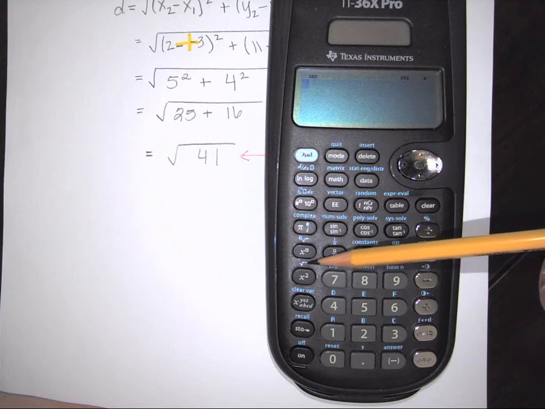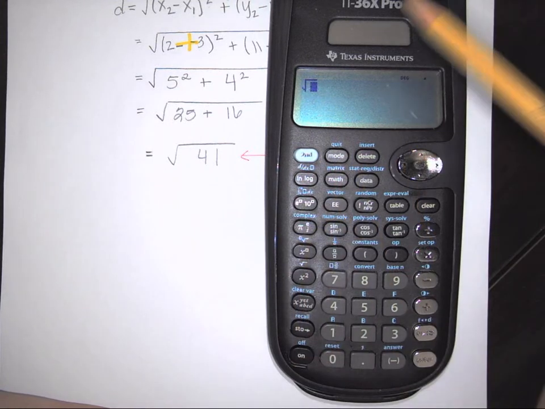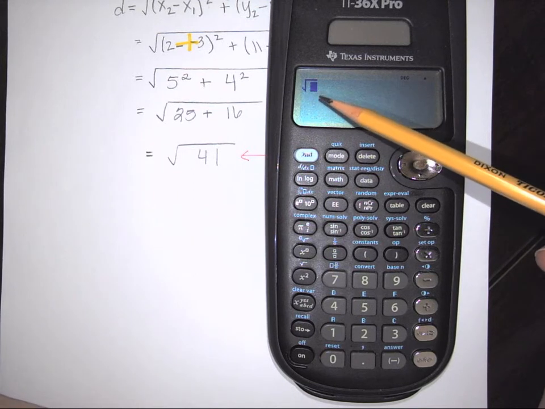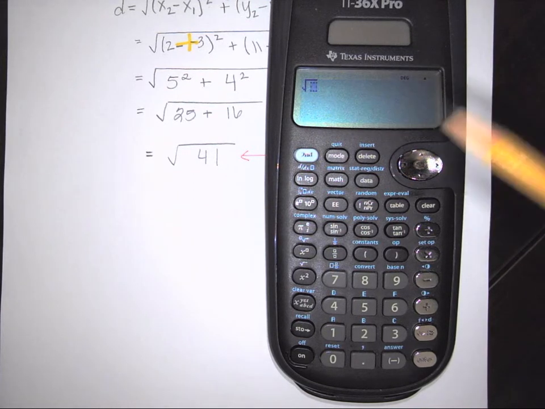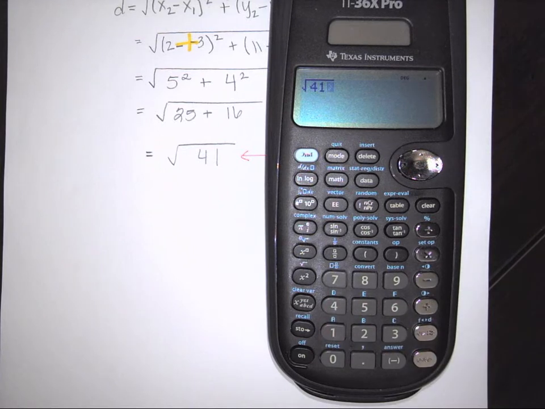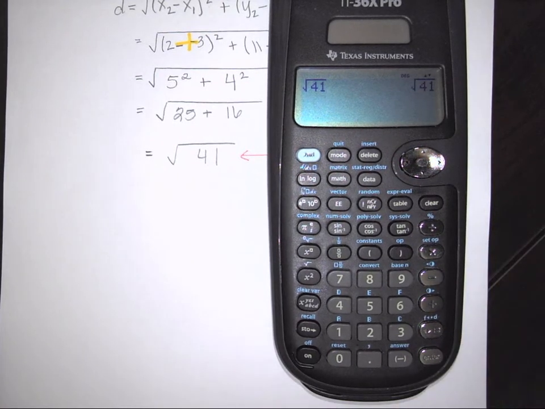So we want to use the square root. We're going to go ahead and hit the x squared button, and notice it puts a radical into my calculator. Of course, every calculator is different. And here we want to take the square root of 41. Now, some calculators allow you to just hit enter, but notice this one has what's called math print. So what it's doing is it's giving me a radical answer. What I actually want is the decimal answer.